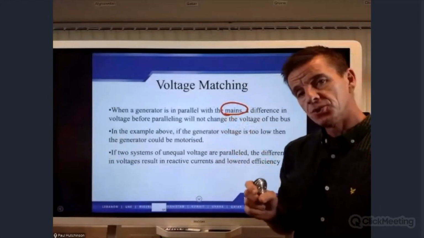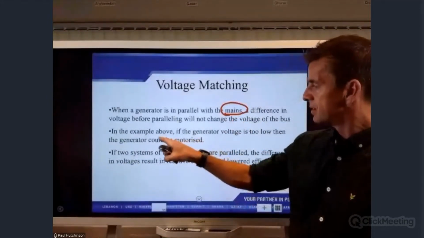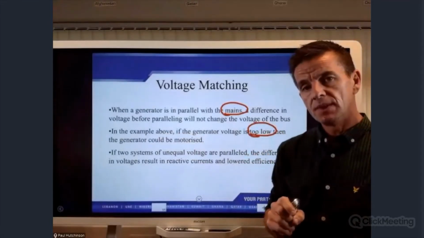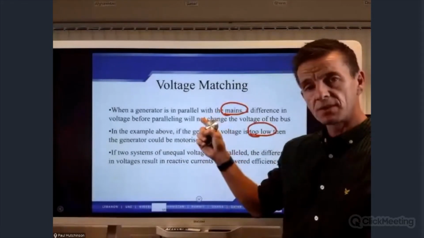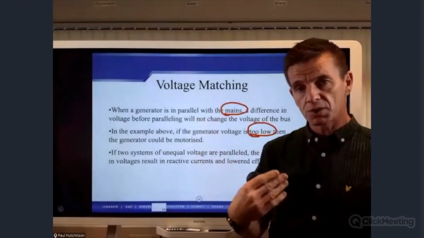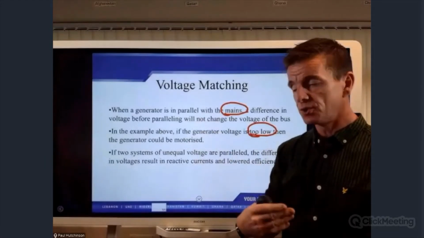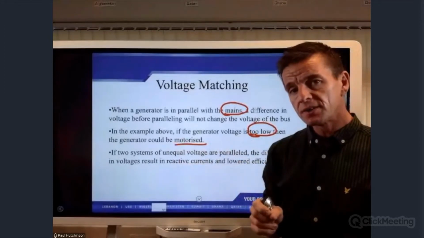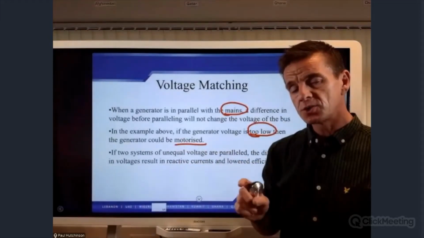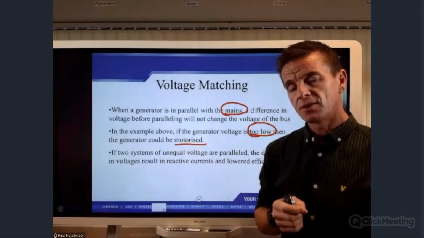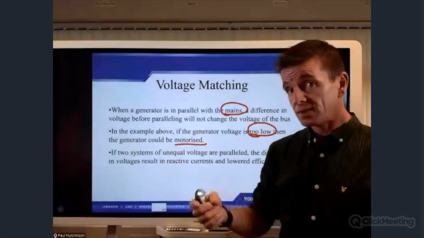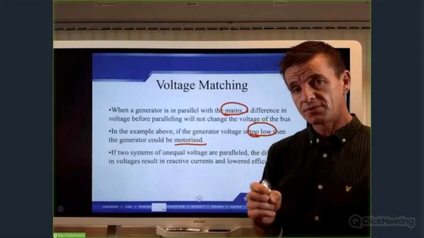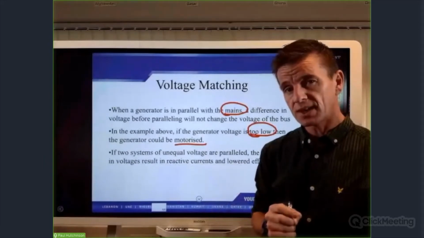However, if there is too large a difference in the voltage, as in if it is too low, then it is possible, remember the mains or the utility is a much larger source, that the AC alternator could be motorized, which will then cause damage to the engine and or the alternator and other equipment. So again, going back to what we said, it is important for the voltages to be exactly correct.